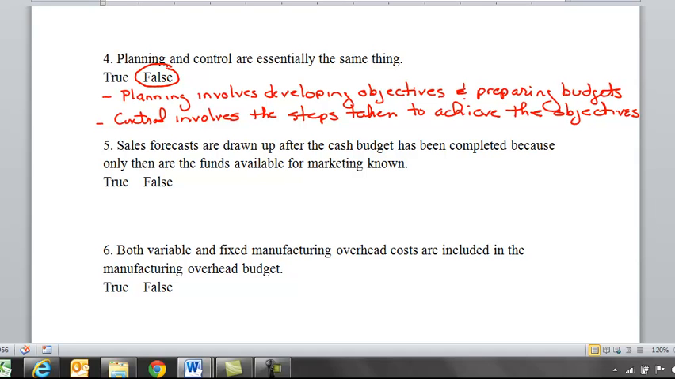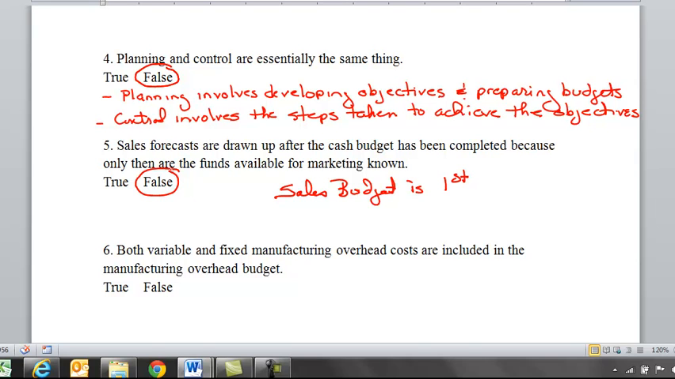Number 5, sales forecasts are drawn up after the cash budget has been completed, because only then are the funds available for marketing known. And we know that the sales budget is the first budget prepared. So therefore this is false.